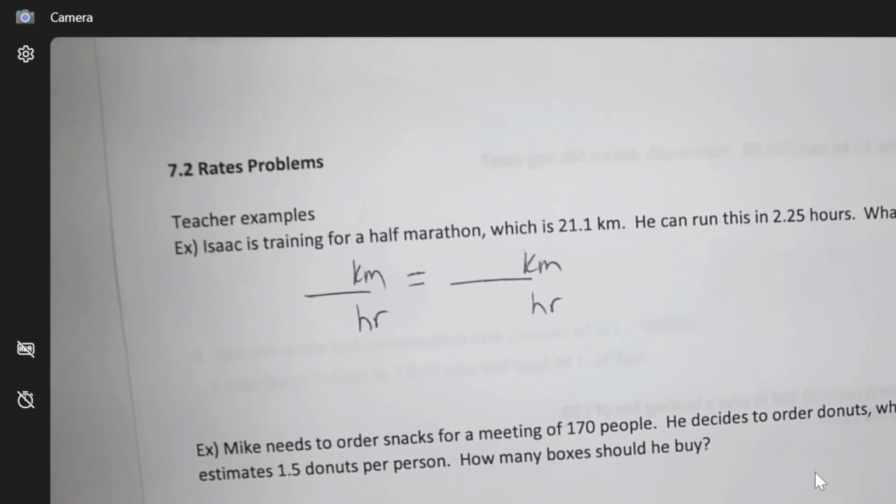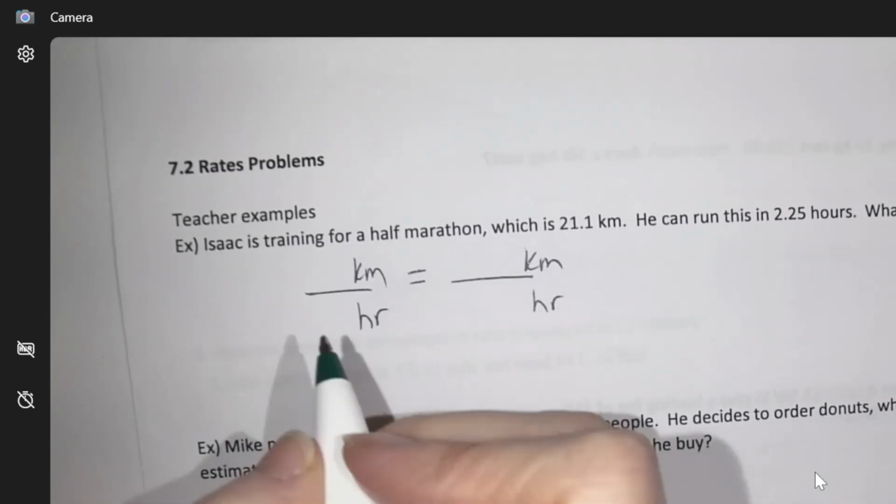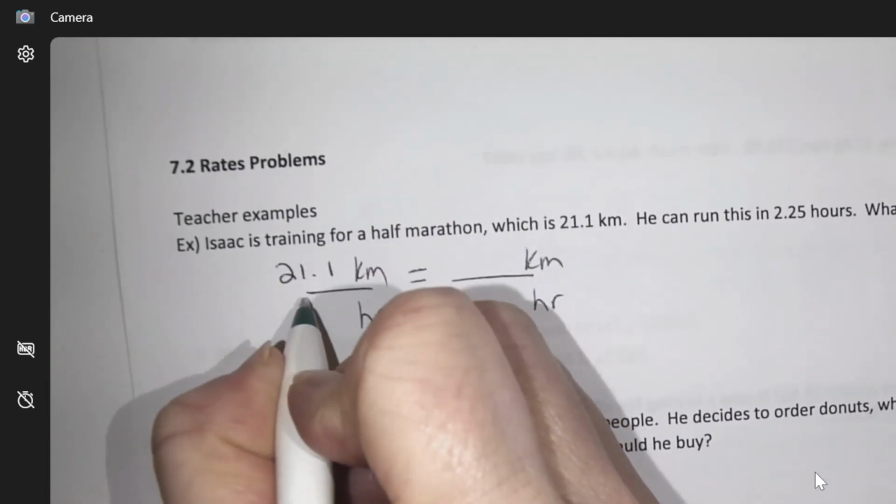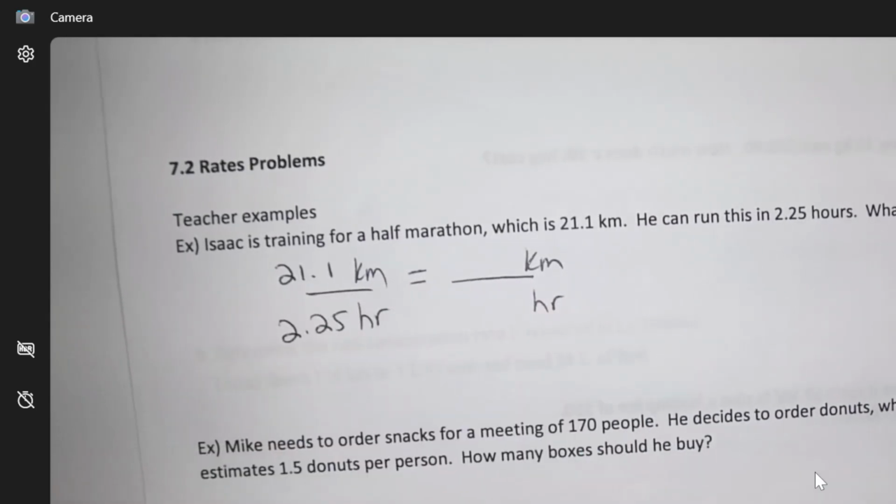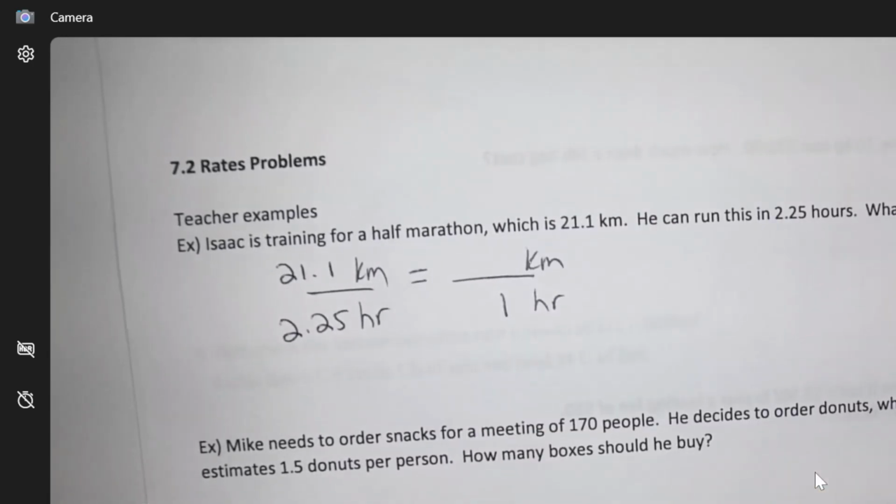This is real world context. So we were doing 21.1 kilometers in 2.25 hours. How many kilometers per 1 hour? That's a speed. That's a unit rate of your speed.